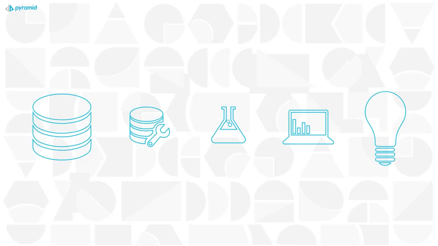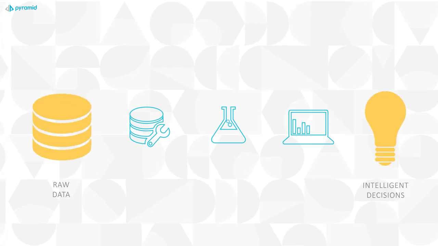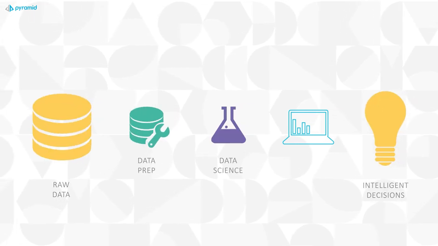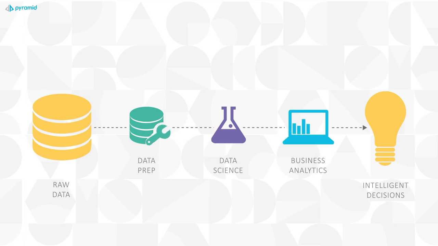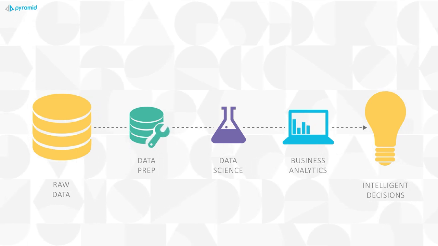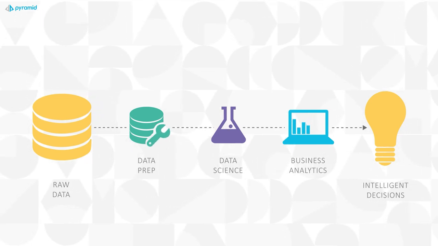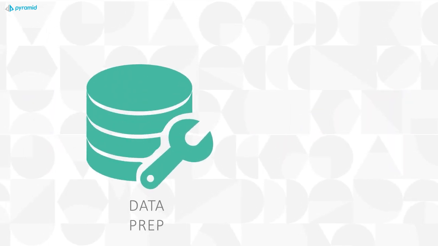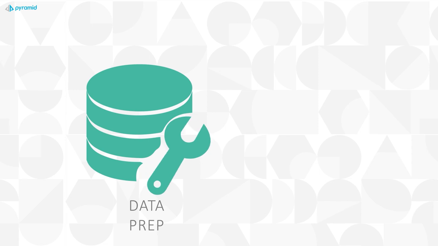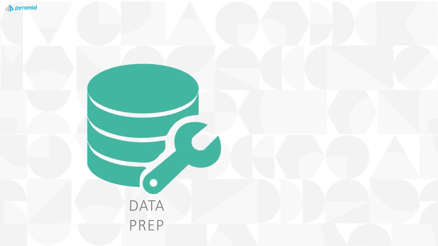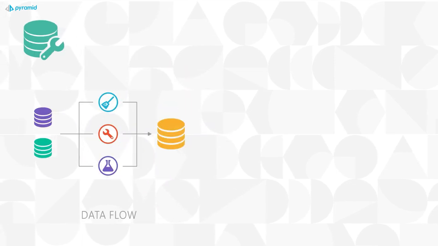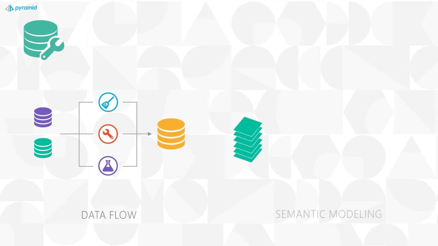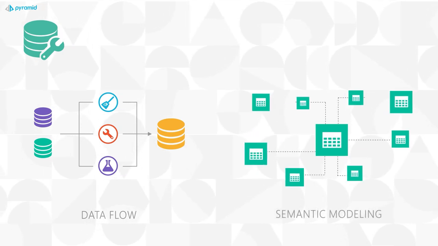The Pyramid Decision Intelligence Platform uniquely combines data prep, data science, and business analytics with AI guidance in a no-code, business-user-centric application to power data-driven decision-making. Data prep, the focus of this video, is the first stage in building a data factory for decision-making. It comprises data flow tools for fixing and blending data, and semantic modeling tools for designing analytical data models.